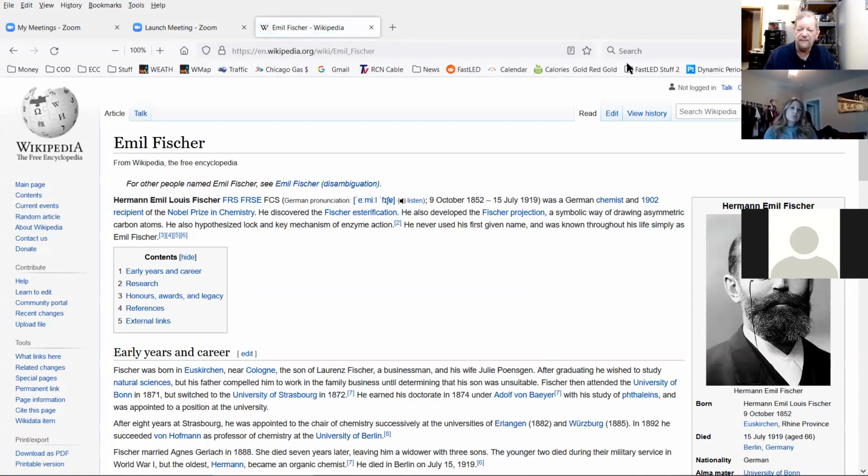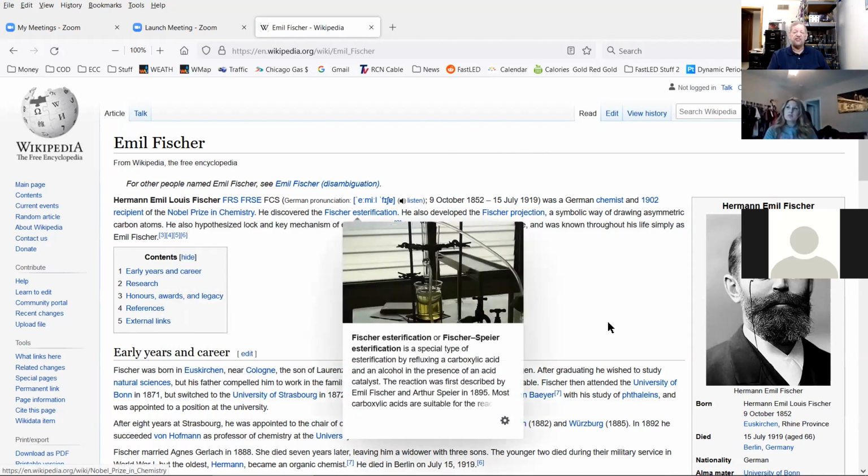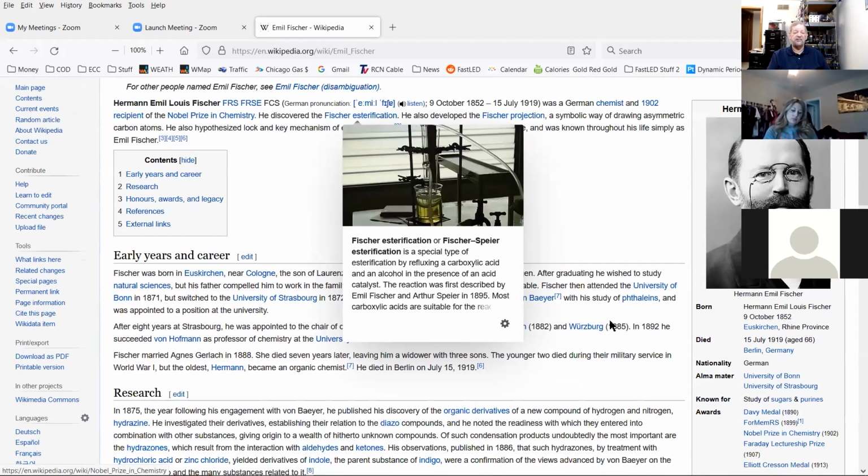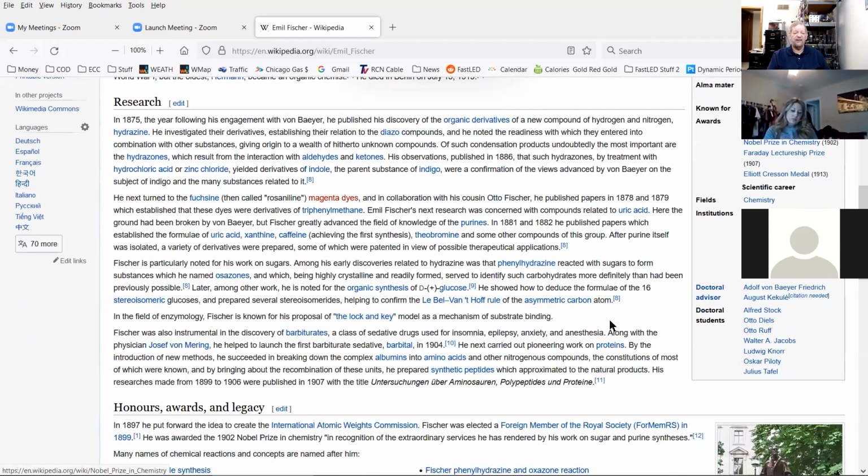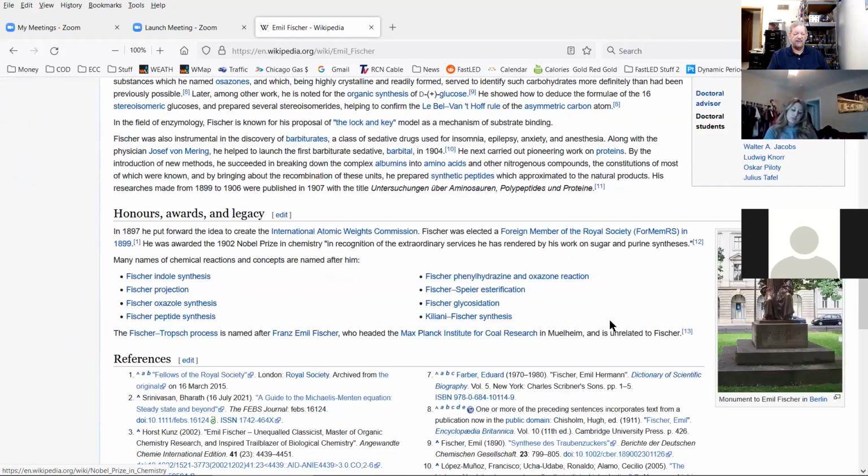If you look on Wikipedia now, wow, great beard. That's Emil Fischer. And he died a long time ago in 1919. And he won a Nobel Prize. And he did a few things like Fischer esterification, but he's most known for his work in sugars.